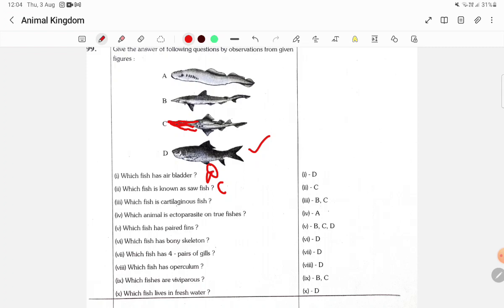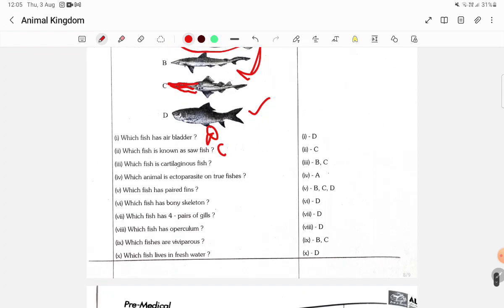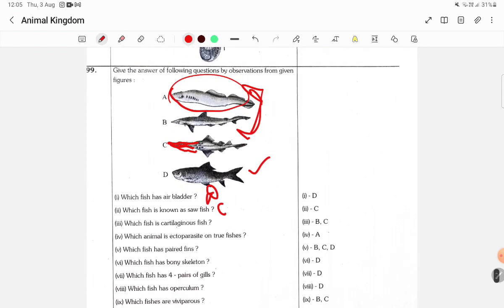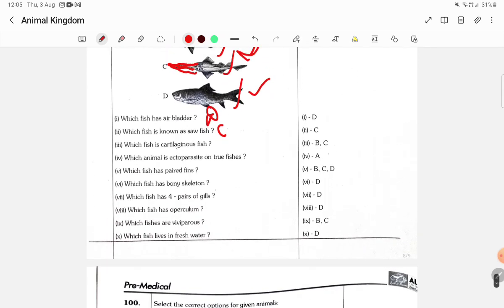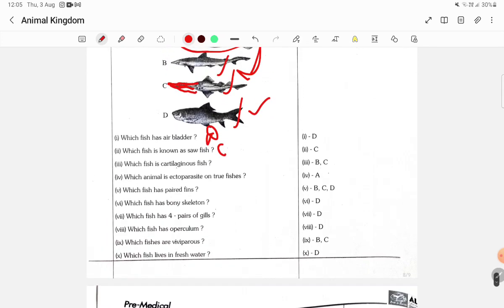Coming on next, cartilaginous fish. These both are cartilaginous fishes. Then which animal is ectoparasite on true fishes? So these fishes are ectoparasites on true fishes. Which fish has paired fin? Except for the first, all the three have paired fins. Now what is next? Which fish has bony skeleton?